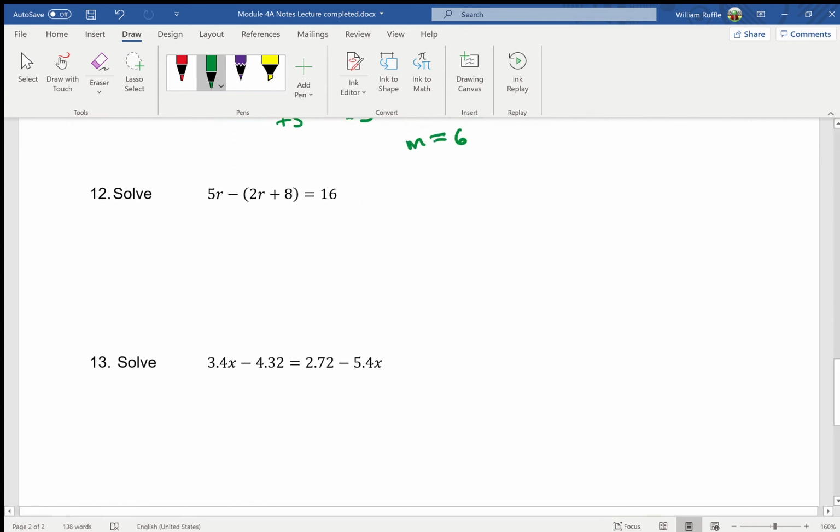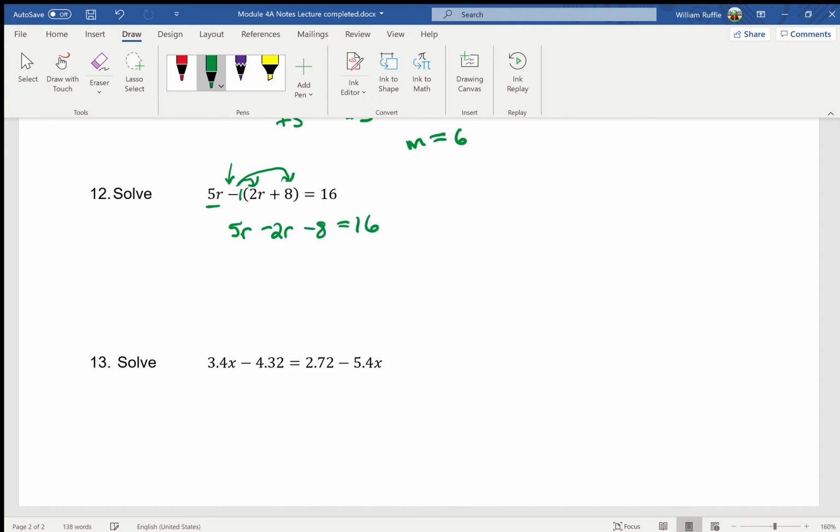This is another review of Unit 3. We have this minus sign out here. I am not distributing the 5r. Remember, this is an invisible negative 1, so I'm really multiplying each one of these by negative 1. So this is 5r, negative 1 times 2 is minus 2r, negative 1 times 8 is minus 8 equals 16.